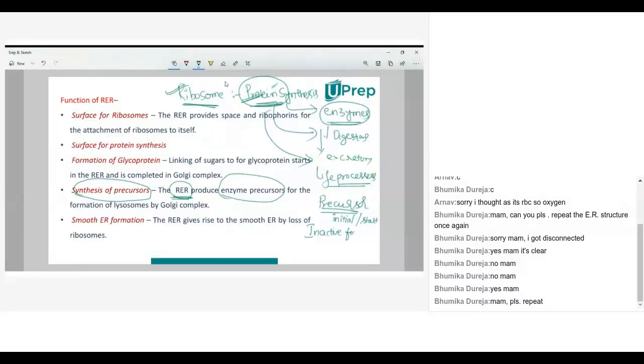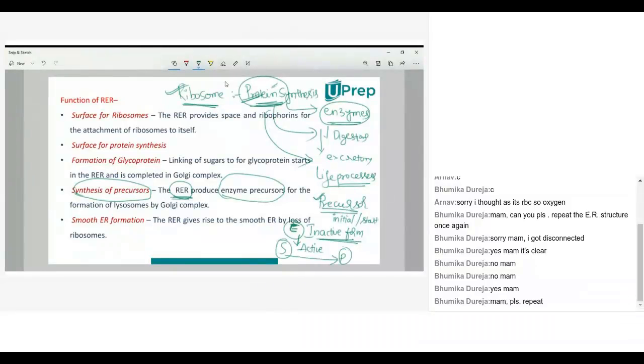We're talking about enzyme. Enzyme is nothing but protein. Indirectly we are saying protein, but they are nothing but enzyme. Enzymes produced will be in inactive form, called precursor proteins. So initially we are saying inactive. So finally what will they do? Finally they will become active. So when will they become active? When a substrate is converted to product.